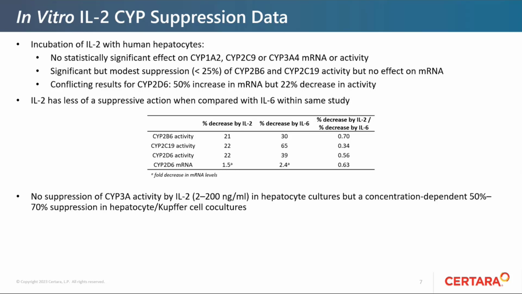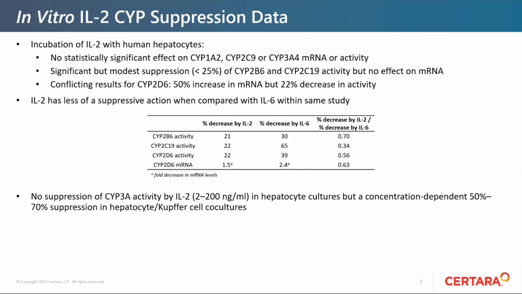And the table in the middle is to look at CYP activity and mRNA suppression by IL-2 in comparison to IL-6 in the same in vitro study. And I just want to highlight this last column here, as represented by the ratios of % decrease relative to IL-6. So it's really showing you that IL-2 has less of a suppressive action when compared with IL-6. And I'll keep showing the same table for the following cytokines as well.